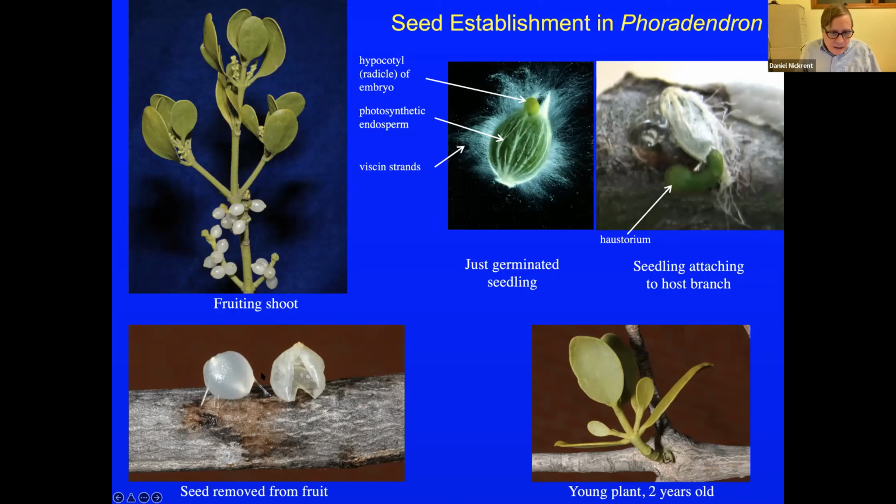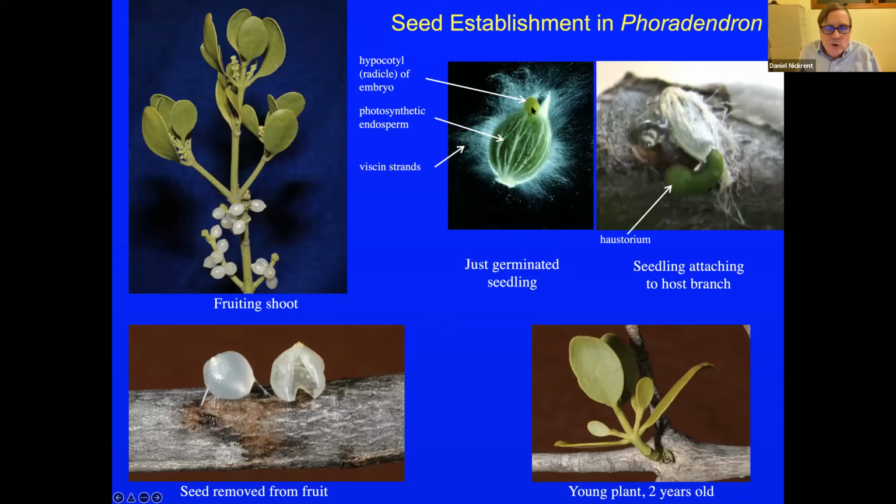So inside is the fruit wall. You can see here is this viscid or sticky seed that I pulled out. You can see the viscin strands. And when you put it under some backlighting, you can see all the viscin around a green photosynthetic endosperm, and its little tiny radicle just beginning to pop out.